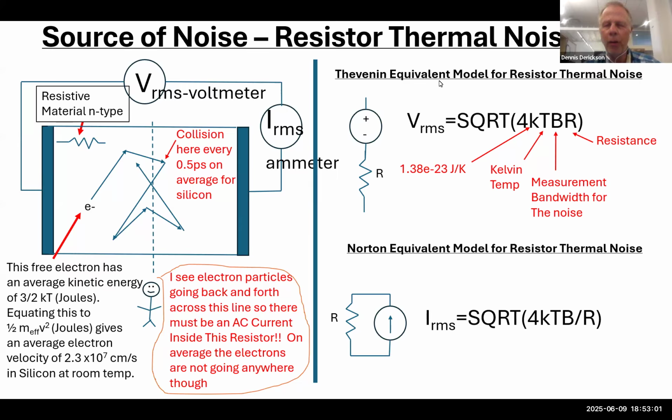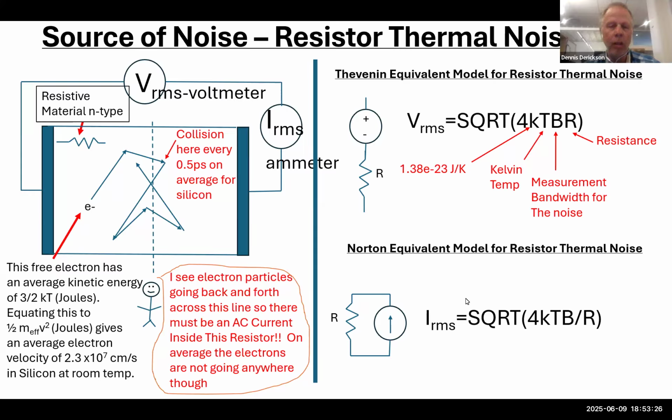This is called the Thevenin equivalent model for a resistor and its thermal noise properties. And if we have a Thevenin equivalent, we can also form a Norton equivalent from circuits. In a Norton equivalent, we have the same value of resistance, but now we have a current source in parallel with the resistance. And the Norton current source has an RMS value of square root of 4kTB divided by R.